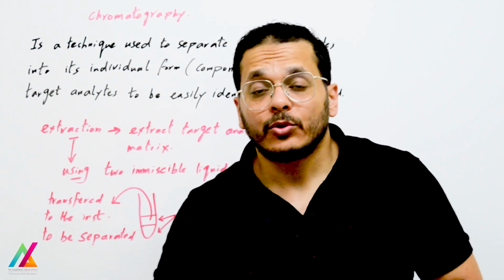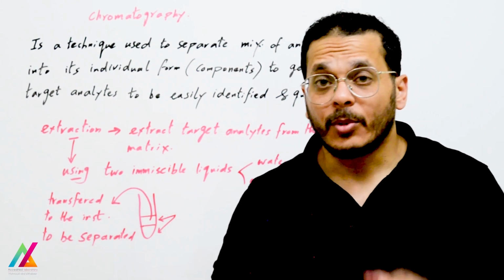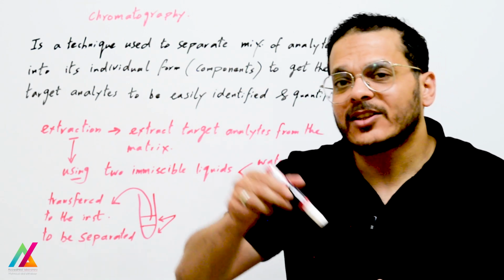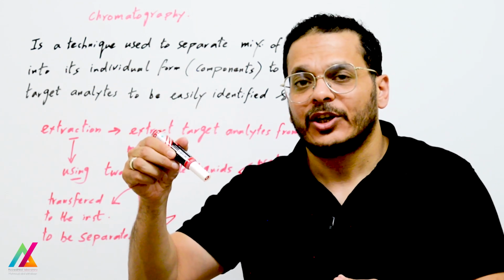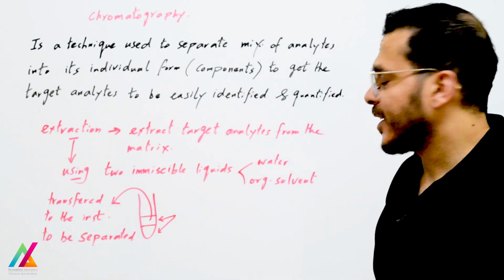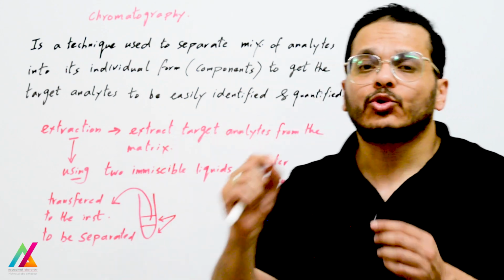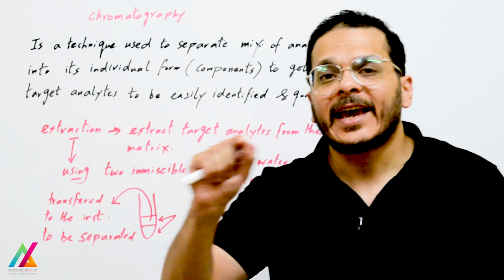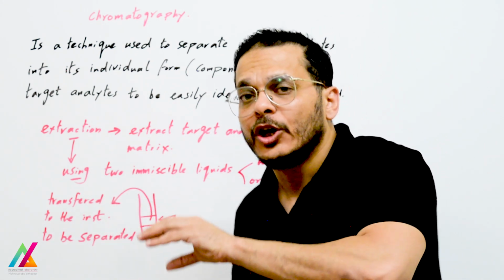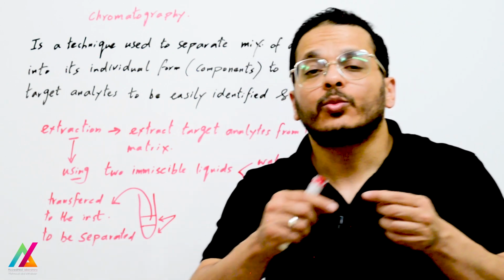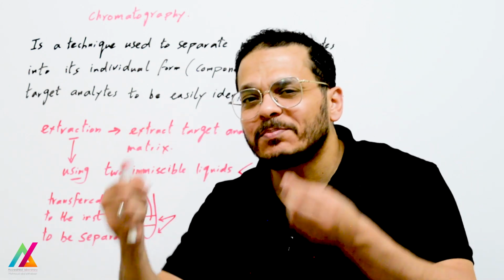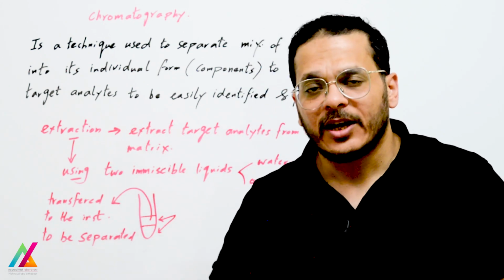And you may have confusion between chromatography and extraction, but extraction is the first phase. At the beginning, you need to extract target analytes from the matrix itself using two immiscible liquids such as water and organic solvents, and from them you will have two layers. One of these layers will carry our target analytes, and this mixture of target analytes in the solution will be transferred to the instrument to be separated or eluted by chromatography to get the specified target analytes or required analytes.